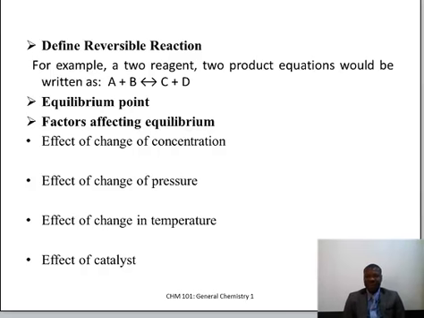Then the last one, the effect of a catalyst. The presence of a catalyst in a reversible reaction does not affect the state of equilibrium, but only causes the reaction system to attain equilibrium in a shorter period.